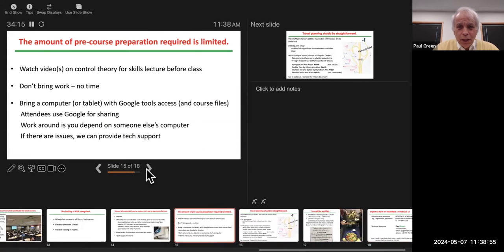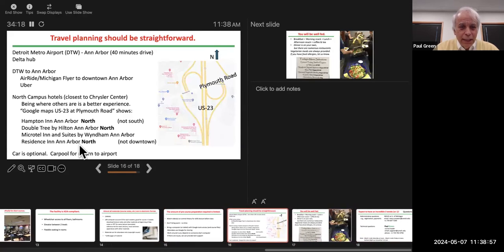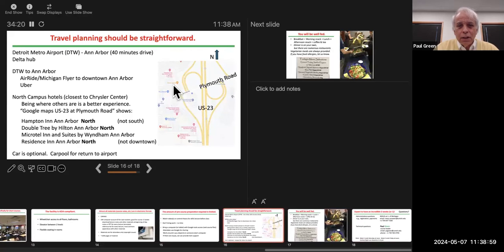So here's my slide with hotel recommendations. As I mentioned, the closest hotels are near the Plymouth Road exit of US 23, on the west side. The ones that I would mention are Hampton Inn North, a DoubleTree North in that area, a Microtel and Residence Inn. Just make sure you say North, because there are also versions of some of these hotels that have downtown or south after them, and they're much farther away.